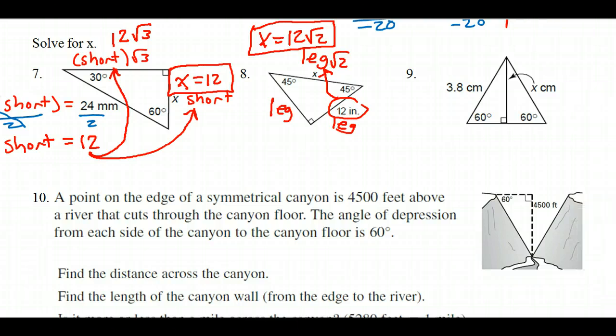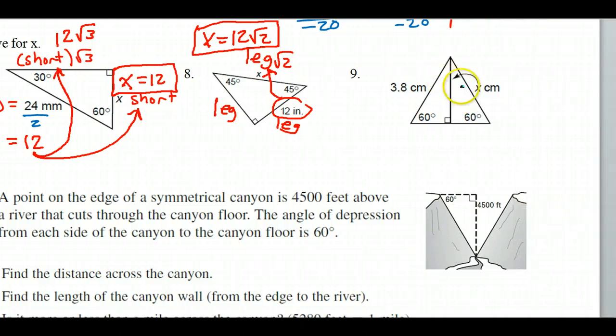Okay, but you knew that. And on this one, it looks like they're asking us for the altitude here. We're being asked to find this line right here. So we're just focusing on one side of this triangle at a time. We're not looking at the whole triangle, just this side of the triangle. So focusing on that.